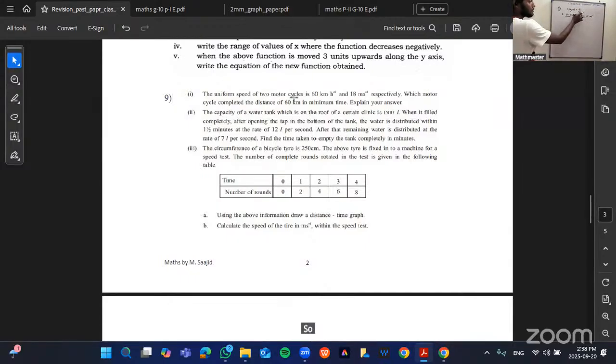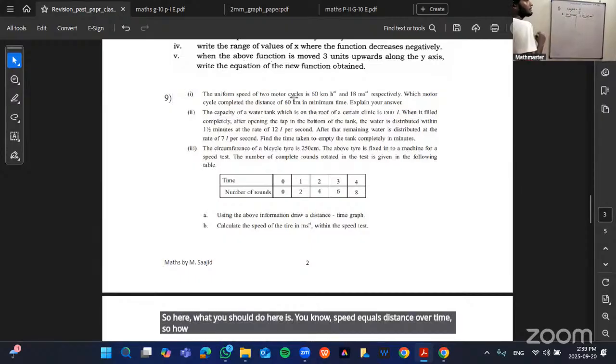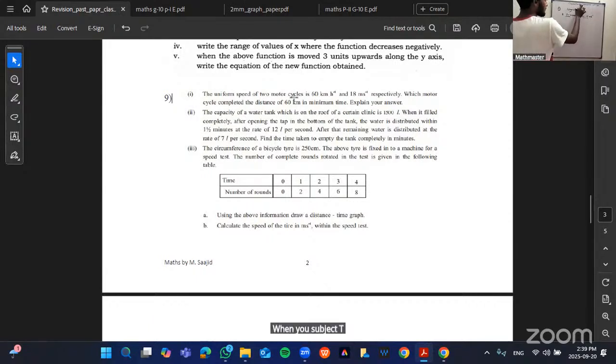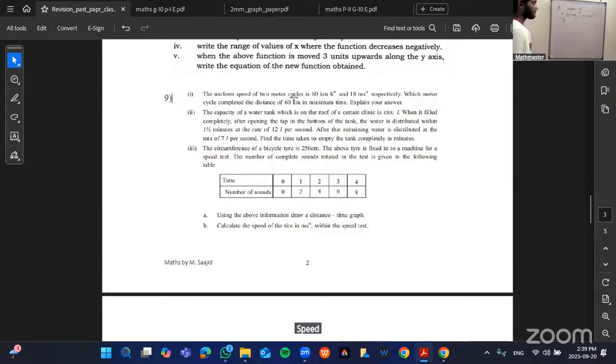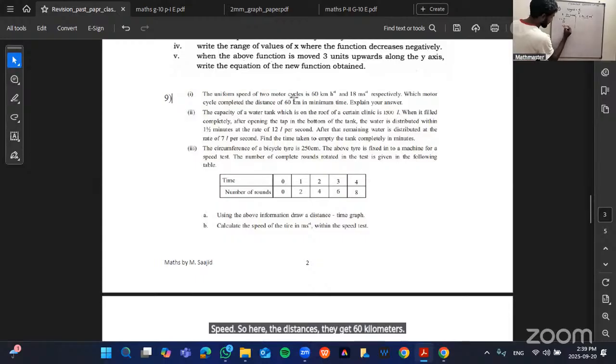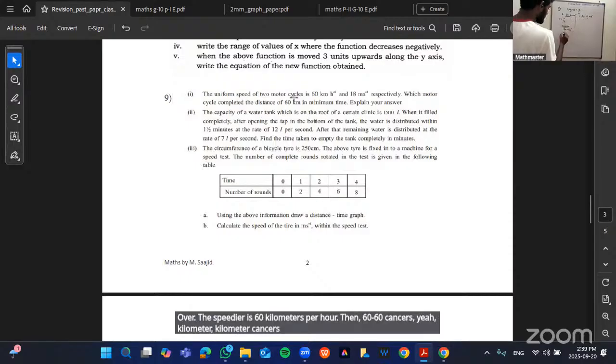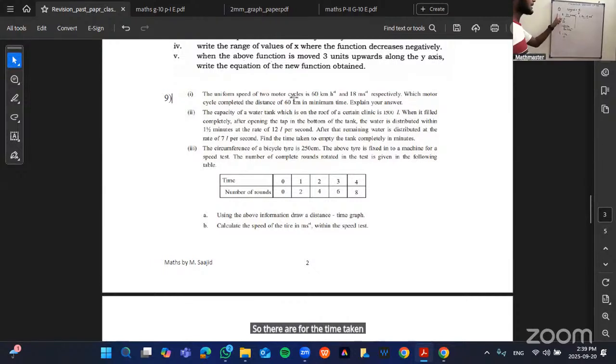So what you should do here is, speed equals distance over time. How do you make t the subject here? When you make t the subject, it becomes distance over speed. So time equals distance over speed. Here the distance is 60 kilometers, over the speed, 60 kilometers per hour. Then 60 cancels, kilometer cancels, and per hour comes up, so it becomes 1 hour. Therefore the time taken for the 60 kilometers per hour vehicle is 1 hour.